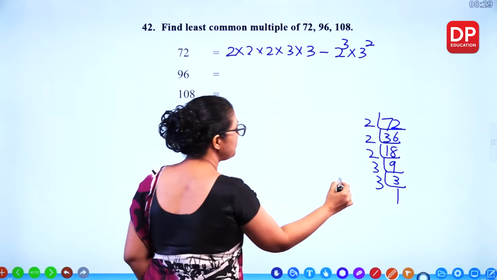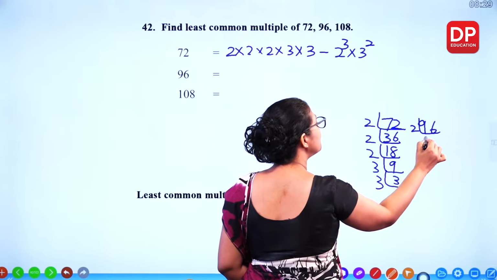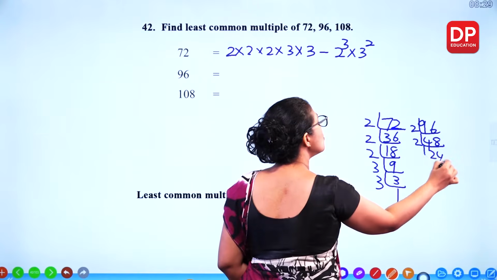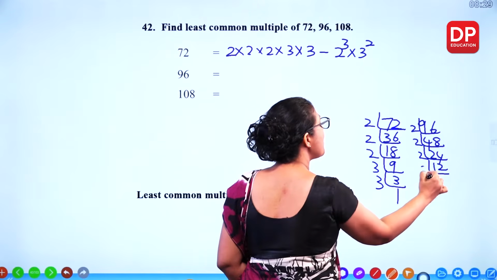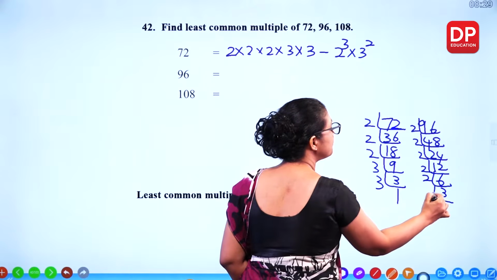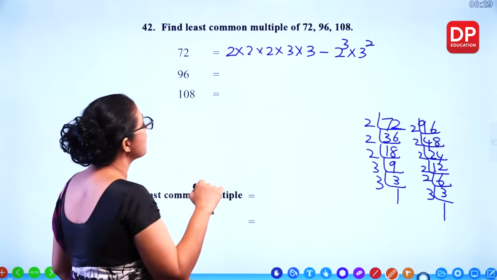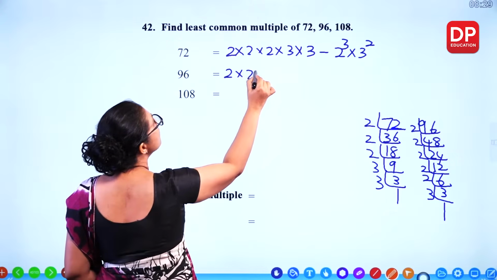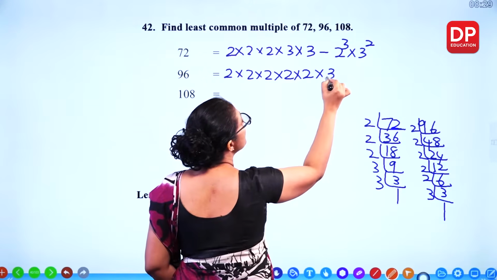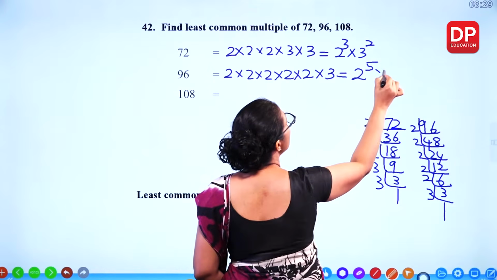96. We'll do 96 divided by 2, 48 divided by 2. Divide by 2 again till you get 1. 1, 2, 3, 4, 5. And 1, 3. 2 to the power 5 and 1, 3.